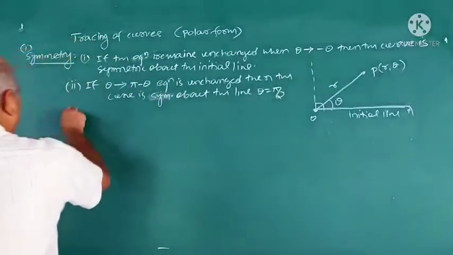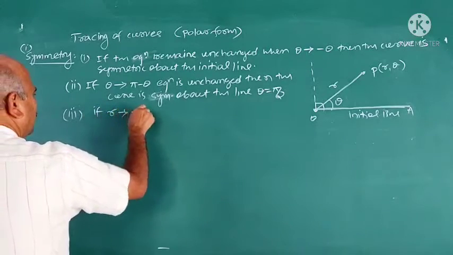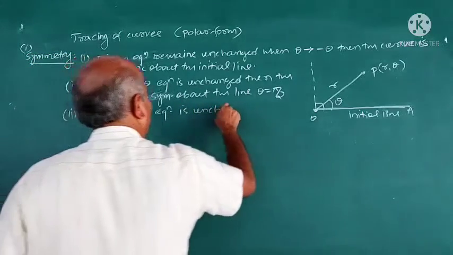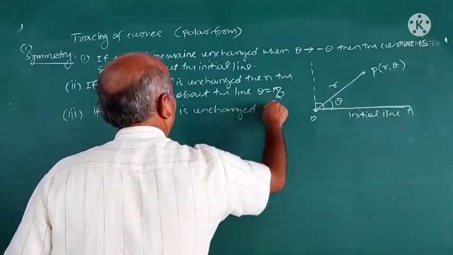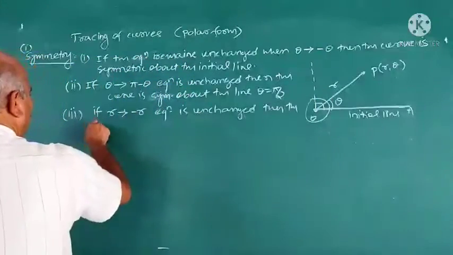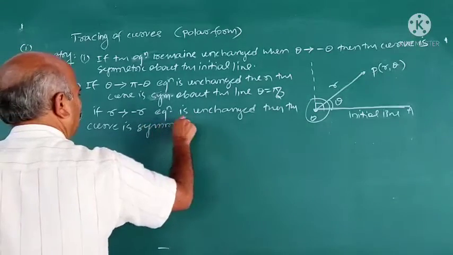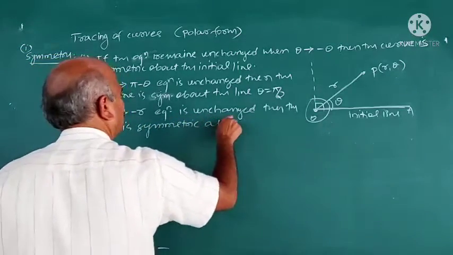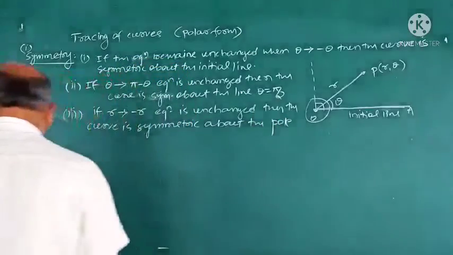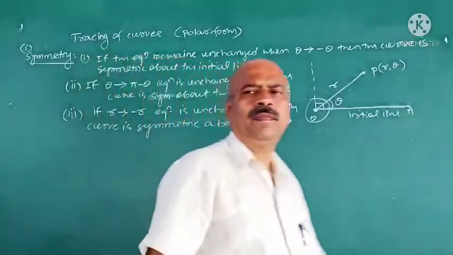Now the third point is, if r is changed to minus r and the equation is unchanged, then the curve is symmetric about the pole. Now these things you have to remember.